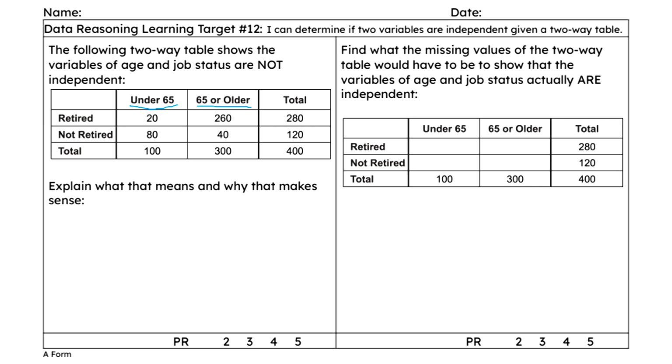And then we've got another variable, which is your job status. One is if you are retired, and one is if you are not retired. It looks like for younger people under 65, a little bit of them are retired, but most of them are not. There were only 100 of those people surveyed. Now let's look at the group that was 65 or older. Most of them are retired, and a little bit of them are not. There's way more of those humans surveyed, for a total of 400 people.